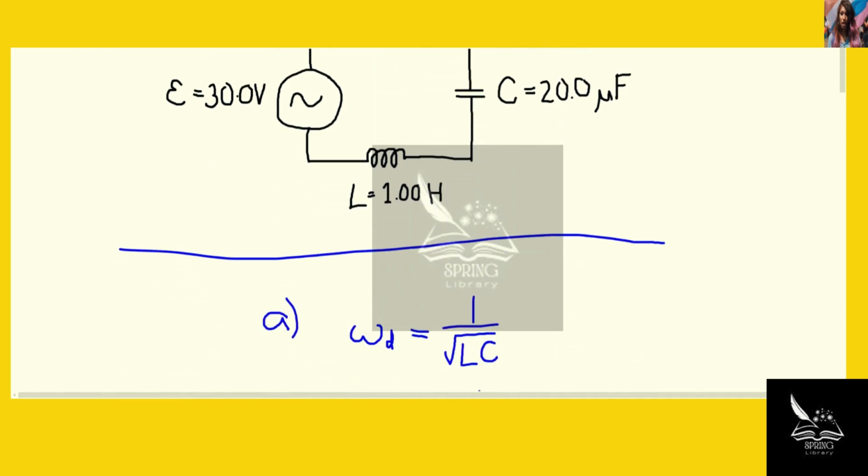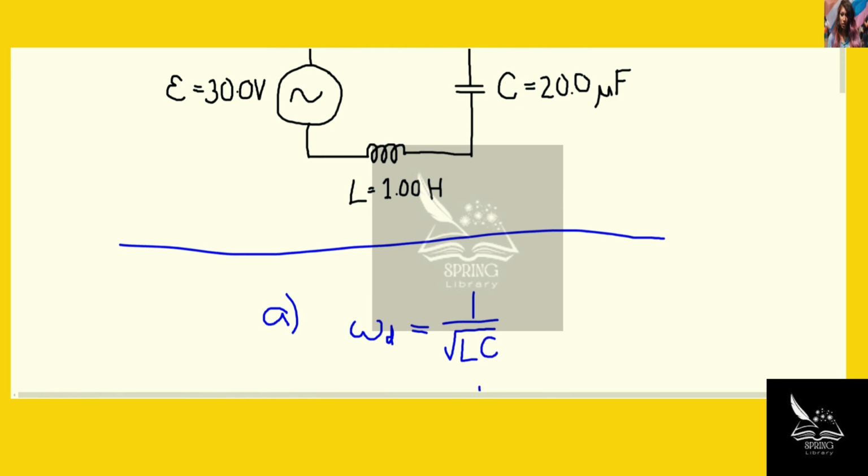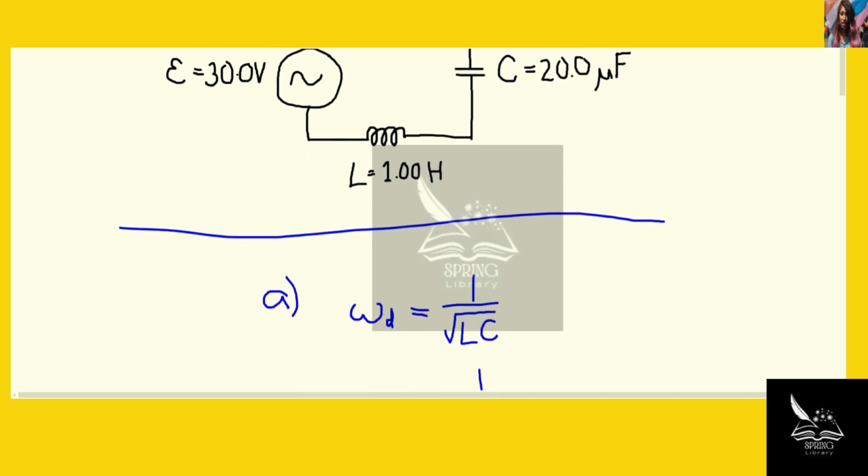For part A, we'll calculate the resonance frequency, which is where the effects of the inductor and capacitor balance each other out, allowing for the greatest possible current flow in the circuit. The formula from the text is simply the resonance frequency, omega sub d, and it's equal to 1 over the square root of L times C.